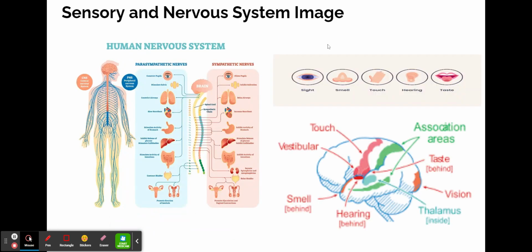Next up, we have the sensory nervous system. I'm kind of doing these together because they're extremely similar. So, the nervous and sensory systems work closely together in order to receive and process information from the environment and coordinate your body's responses to everything.